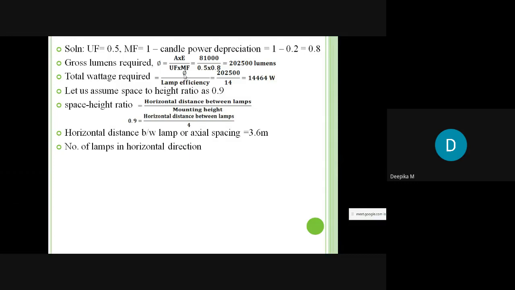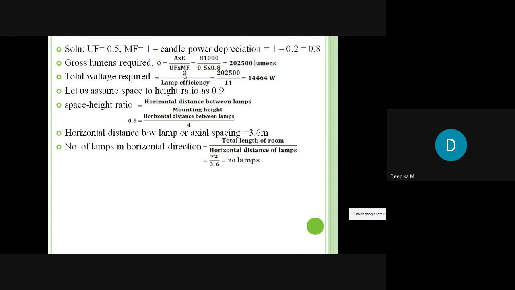So therefore, number of lamps in horizontal direction is nothing but total length of room. So we are calculating number of lamps in horizontal direction. So therefore, we need to take length, which is in the horizontal direction itself. So therefore, total length of room divided by horizontal distance of lamp. So total length of room is given, and now we have calculated horizontal distance between the lamp. So therefore, 72 by 3.6, which is nothing but the 20 lamps.